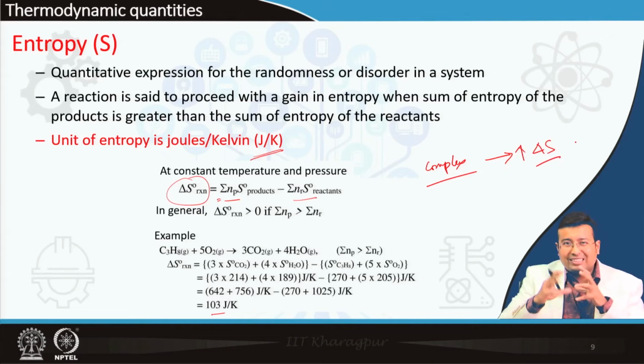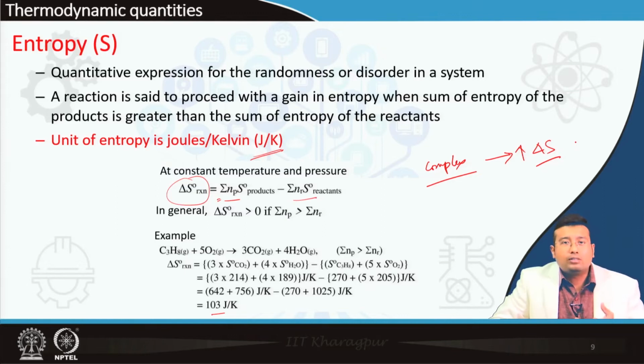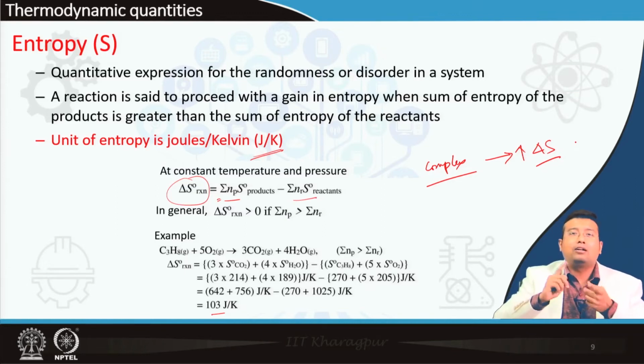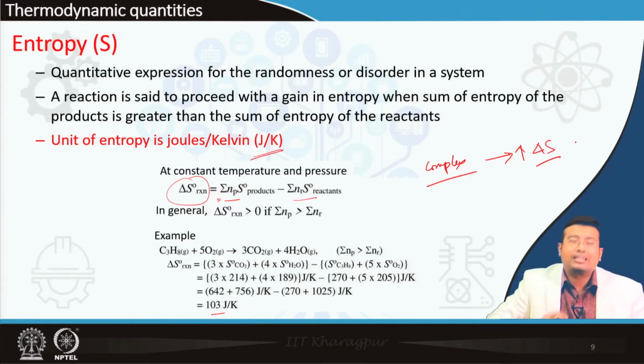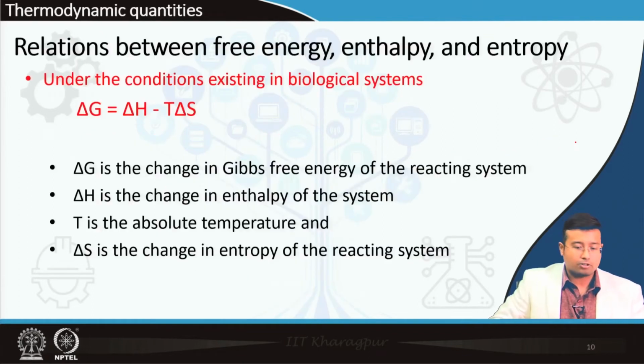Because the more complex the compound is, there are multiple bonds and they have multiple probabilities of adjusting in multiple angles. So, they can twist and turn. This gives rise to more disorder. That is why a complex compound will have more entropy. So, what is the relation between these two?